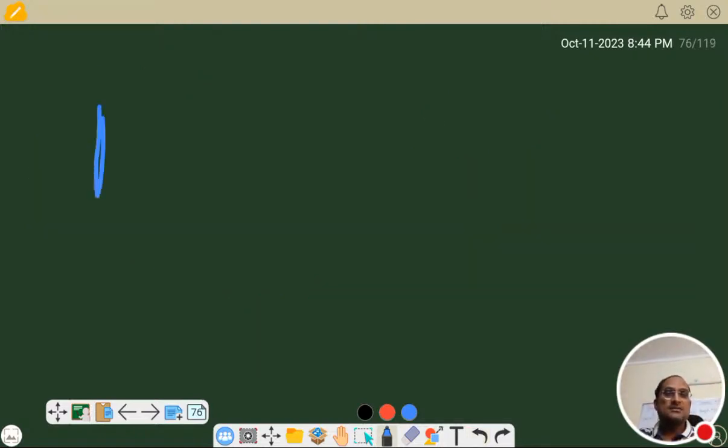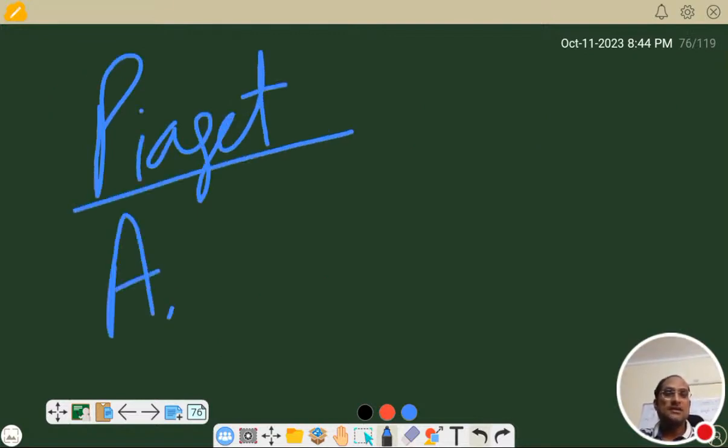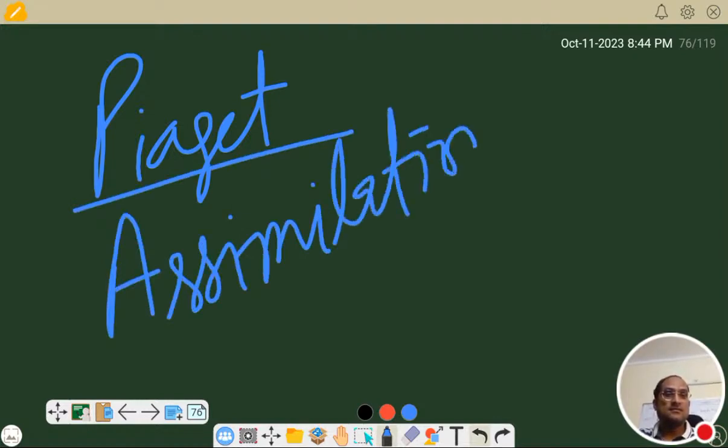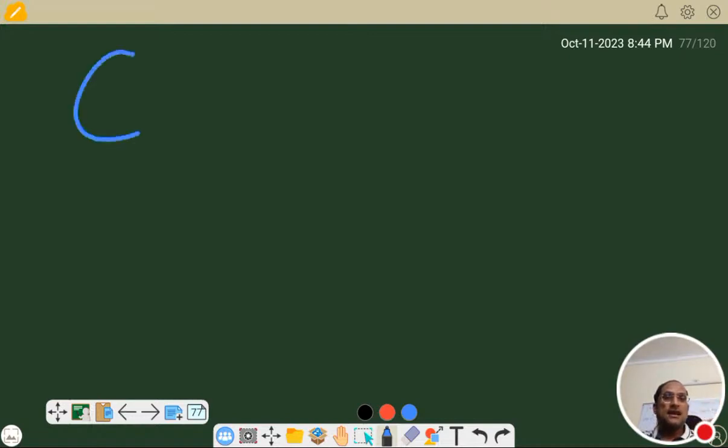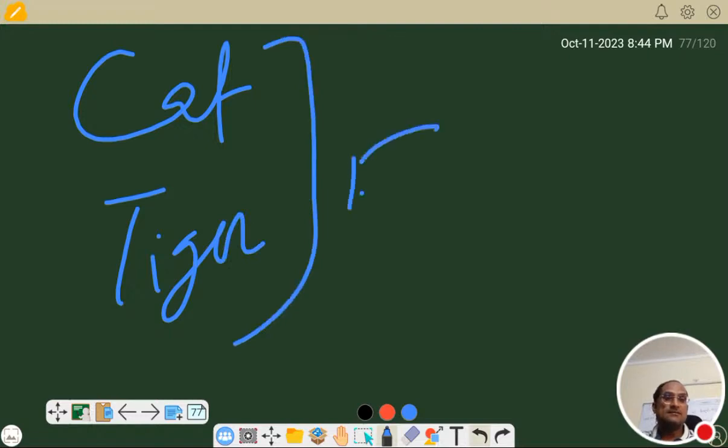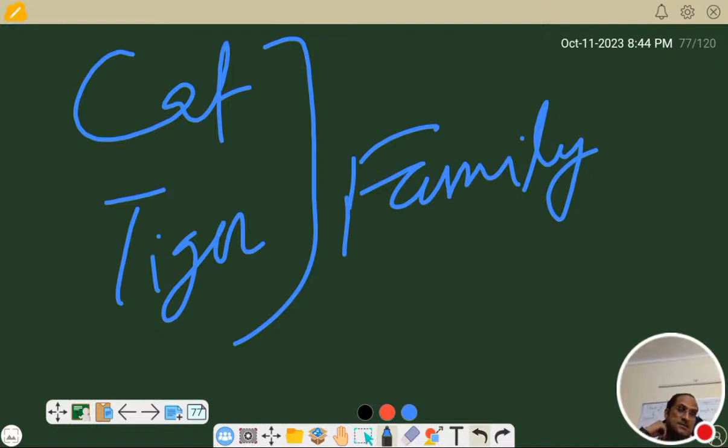You read this in Piaget. What did Piaget say? Assimilation, accommodation. You have an understanding or a concept in your mind. You see cat and tiger as a child as the same family. Okay. Now, this is your conceptual understanding.